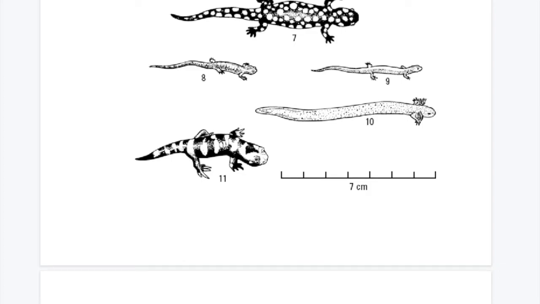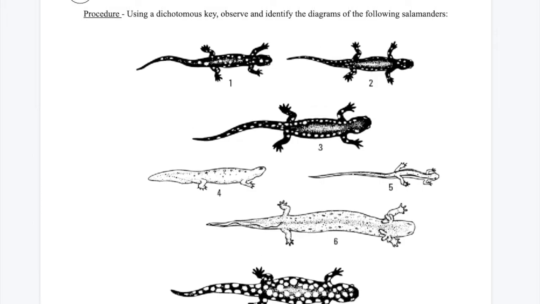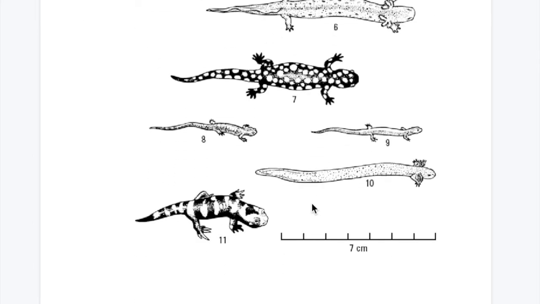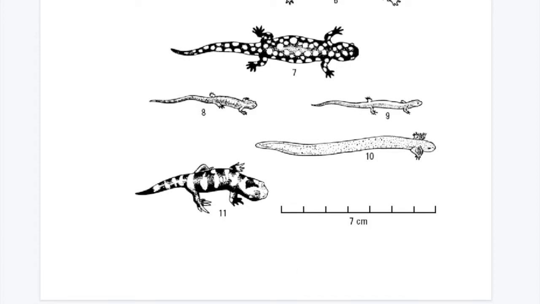Step 2 says external gills are present in adults or absent in adults. And up here is what external gills look like, these little feathery things on number 10. I saw that mine didn't have those little feathery gills, so I'm going to say absent in adults. Go to step 3.